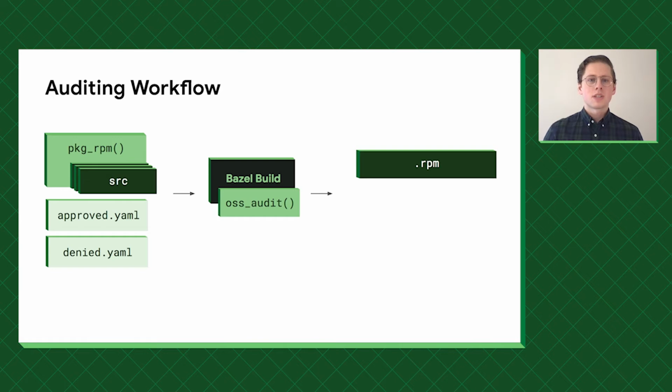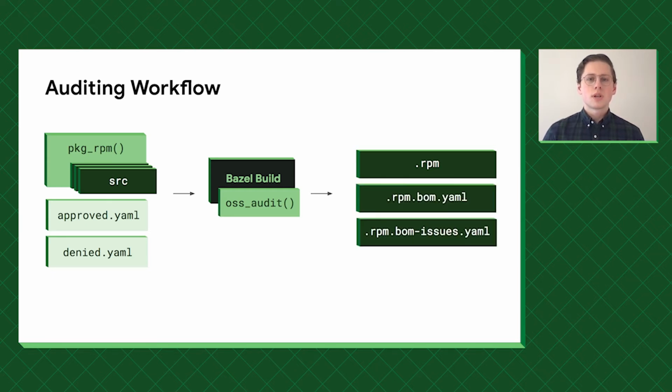After the aspect traverses all the dependencies, OSS audit outputs two files. First, it creates a BOM YAML file, which includes all information on each OSS package. Second, it creates a BOM issues file containing a subset of OSS packages that have been denied for use by the legal or security teams, or that are still waiting for approval. Release managers and developers can use the BOM issues file to identify problems that may block or delay a product release. This is the workflow for using OSS audit.